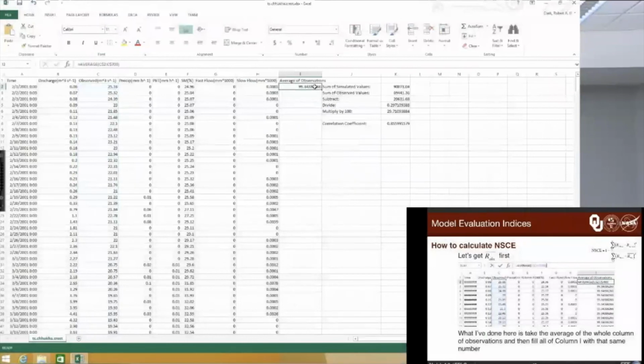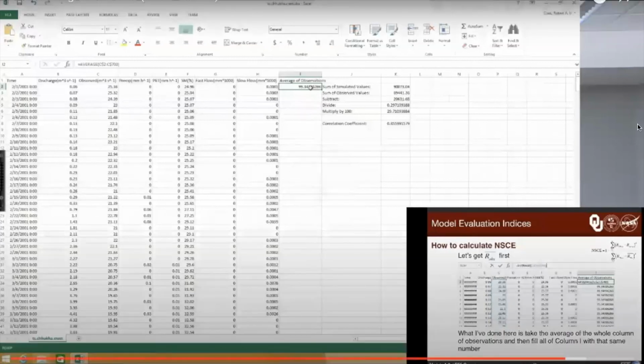And then most of you probably know how to do this, but if you aren't really experienced with Excel, we need to fill this down.